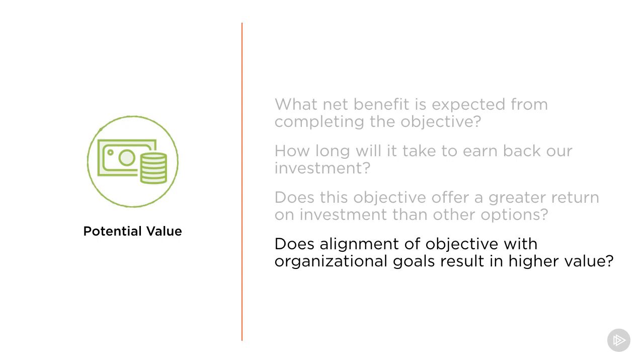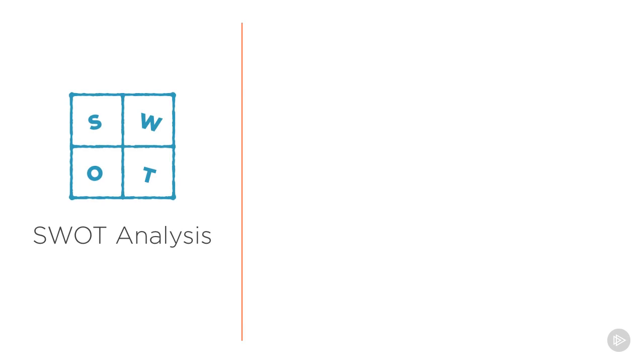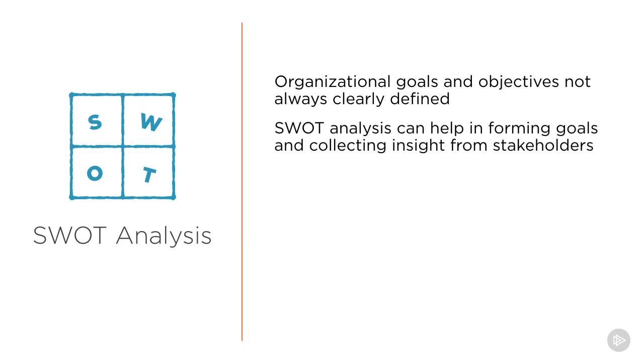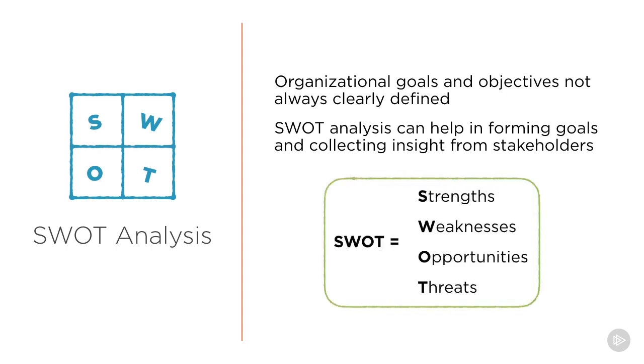When looking at these 4 areas and others to consider when ranking objectives, we can turn to a useful tool known as SWOT analysis. Our organizational goals and objectives are not always clearly defined, especially at the outset, and SWOT analysis can not only help us in forming these goals and objectives, but also in collecting insight from stakeholders that can help us to better gauge which objectives might be those most worth pursuing. If you don't know already, SWOT refers to strengths, weaknesses, opportunities, and threats, and it often is filled out using a visualized square pattern as you see on the left side of the screen.